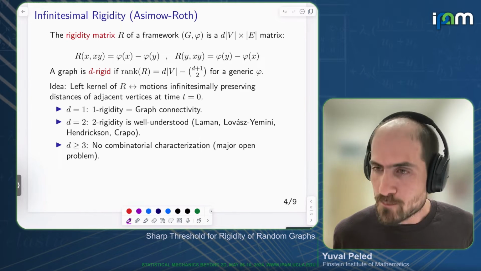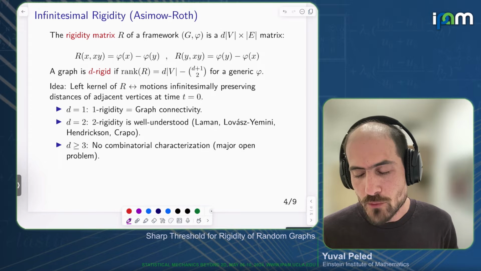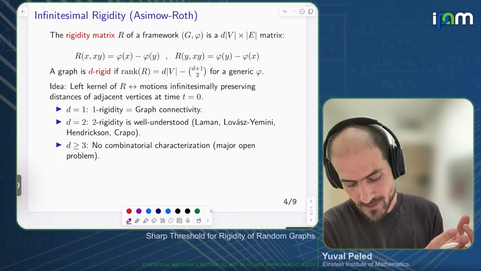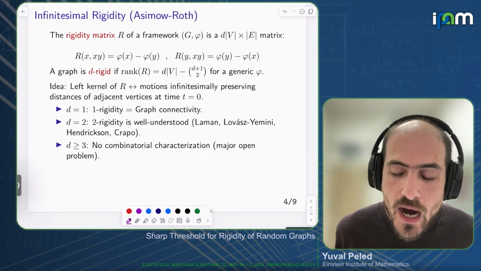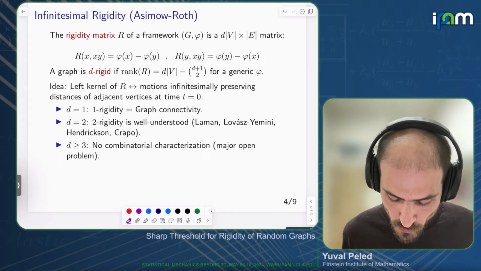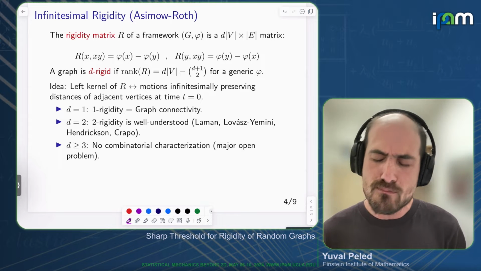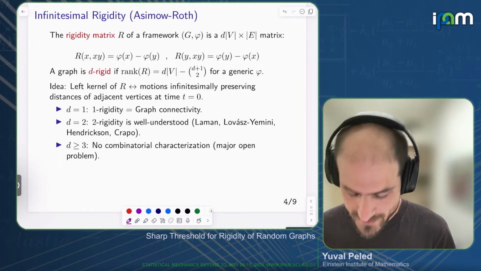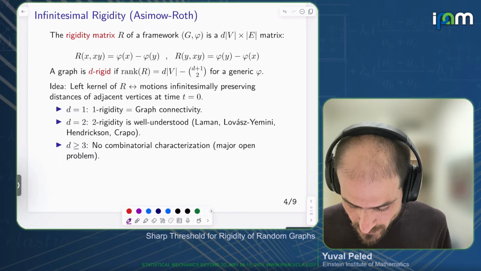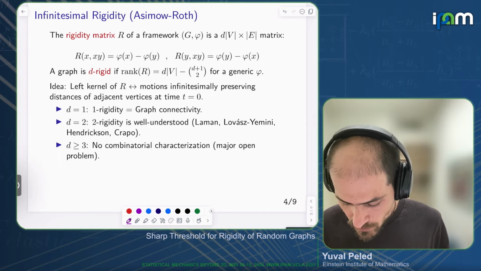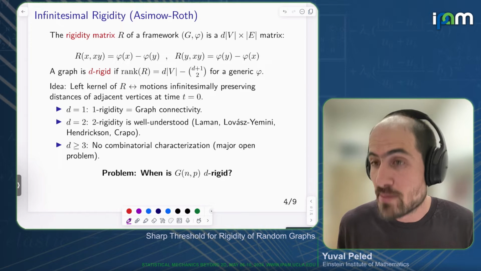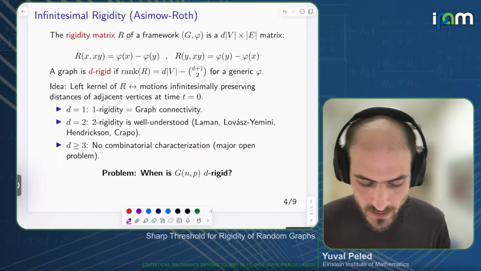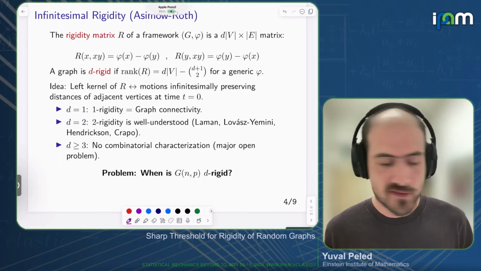And in my opinion, whenever you have such an important and not so well understood combinatorial concept, it makes sense to test it in some average case graphs, and the problem that we dealt with here is to understand for which values of p a G(n,p) graph is rigid. And this is the topic of this work.